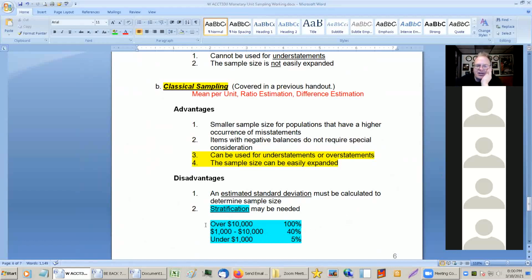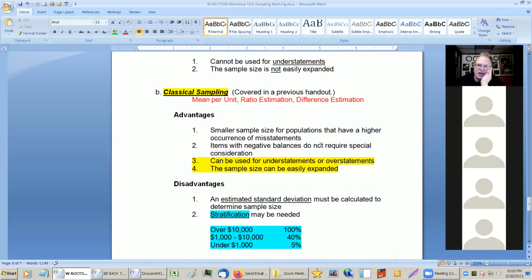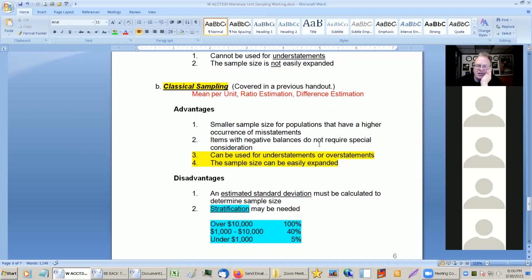The stratification, you usually do that because the bigger ones are more important. And again, the nice thing about monetary unit sampling is you don't have to do that. Not only that, it's 1-to-1 for the dollar size. What I mean is something that is $1 versus something that's $100: whatever's $100 is 100 times more likely to be picked than an item that only has $1. So it is exactly proportional to the dollar size.